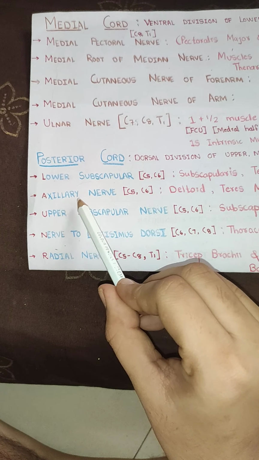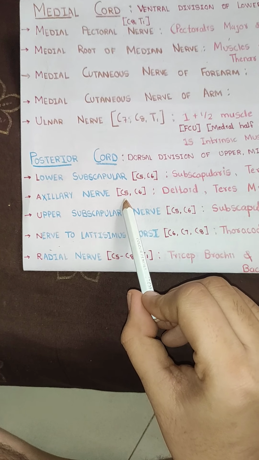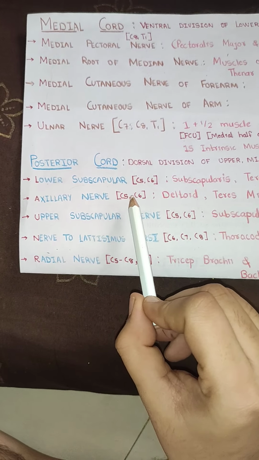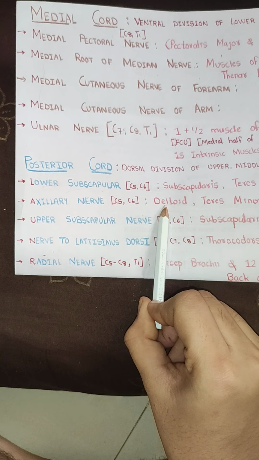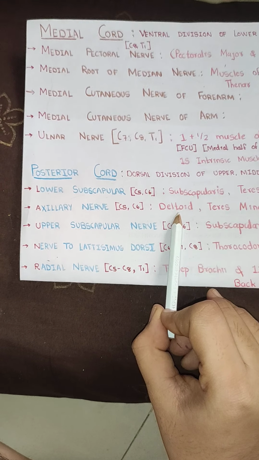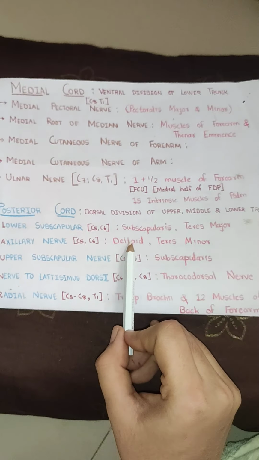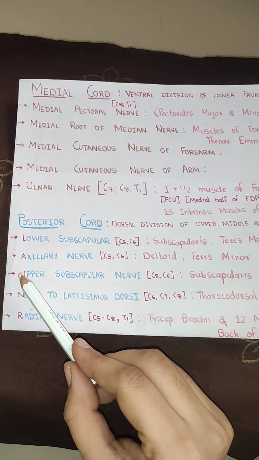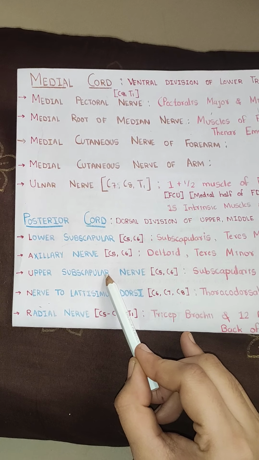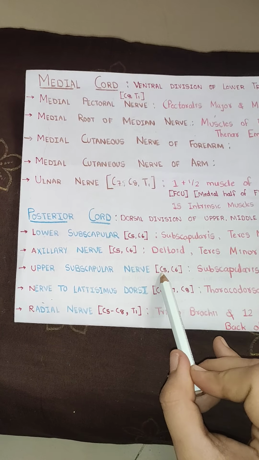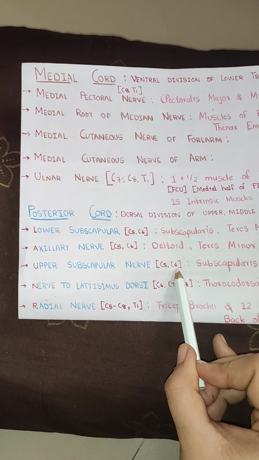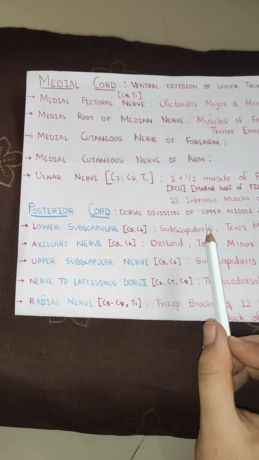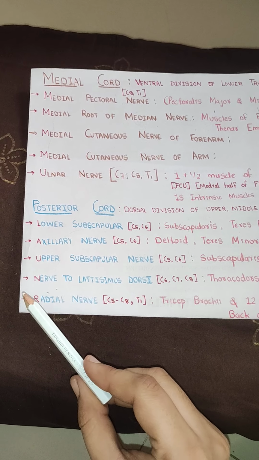A stands for axillary nerve. It has root value C5, C6. Axillary nerve supplies the most important muscle of axillary region, that is deltoid. Along with it, it supplies teres minor. U stands for upper subscapular nerve. It has root value C5 and C6. It supplies subscapularis muscle along with lower subscapular nerve.